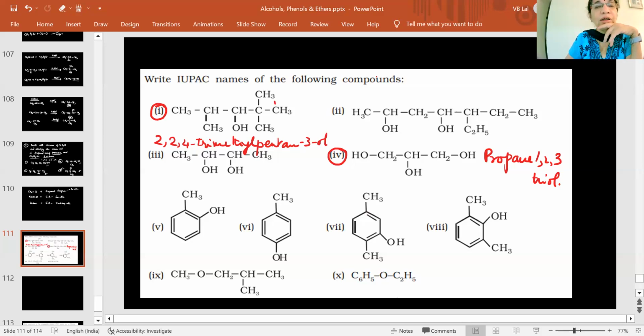So this is 1, this is 2, this is 3, this is 4, this is 5. So 2,2,4 trimethyl, that is correct. Pentan 3-ol, that means on the third carbon you have an OH. So pentan 3-ol. Or you can also write it as 3-pentanol. Now this one was propane 1,2,3-triol. Now Hari Raghav, can you tell me the name of the second one?